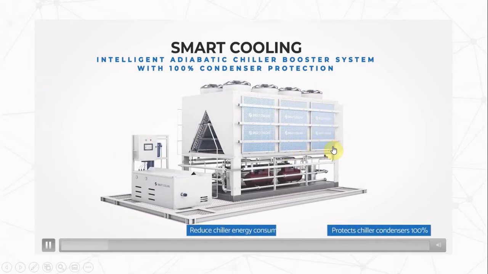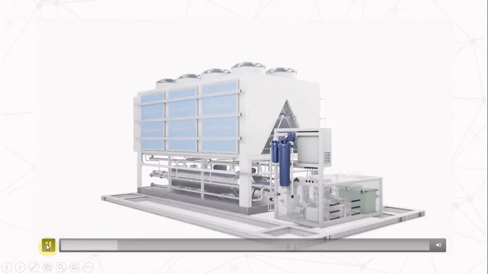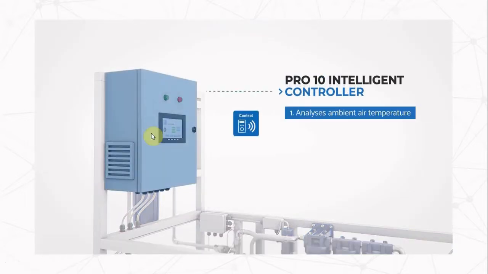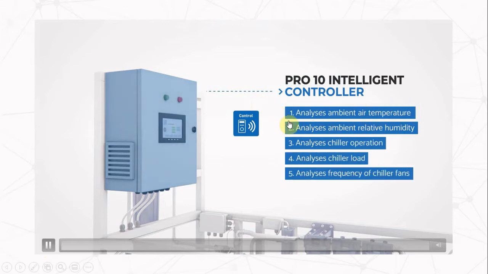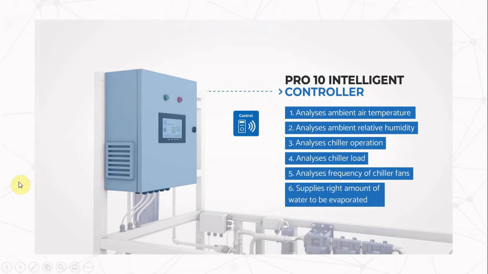This is why smart cooling was designed in a way that protects your air-cooled chiller from water, dust, and other harmful elements that may damage your cooling equipment. Now, let us start with the control panel main functions. They are: number 1, to analyze ambient temperature, and number 2, to analyze ambient humidity.